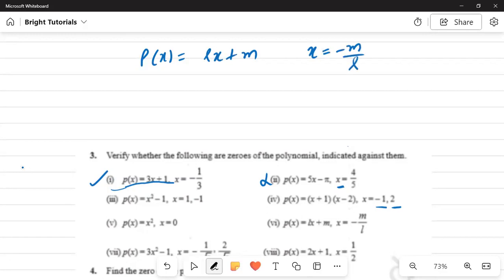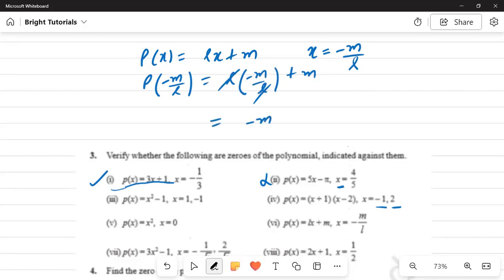We do not need to worry about this. We have to simply put the value of x here, minus m by l, and everything will be sorted out. L times the value of x, minus m by l, plus m. Here also L will be cancelled out with this L. What will be left? Minus m plus m. And minus m will be cancelled out with this plus m. So the value of p(minus m by l) is equal to 0. Since the value of the polynomial at x equal to minus m by l is equal to 0, therefore x equal to minus m by l is the 0 of this polynomial.